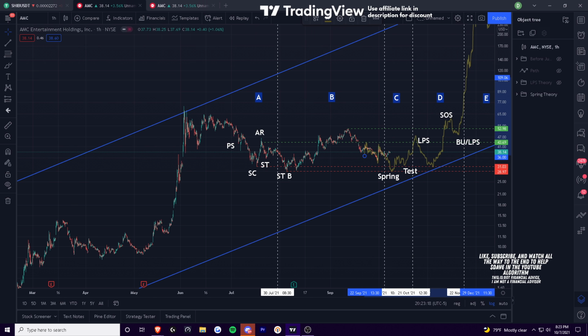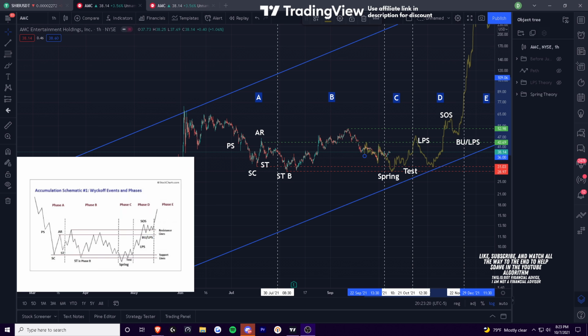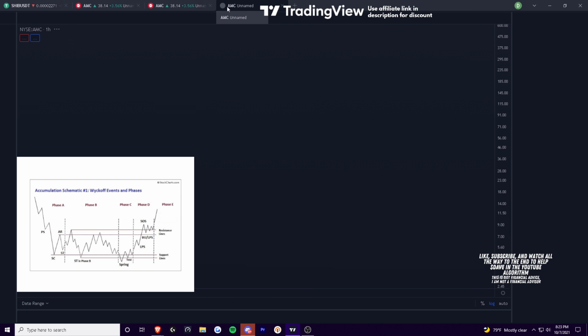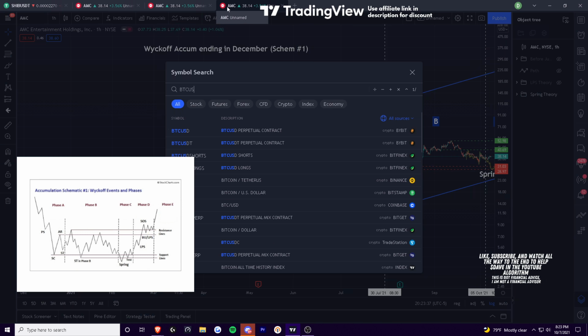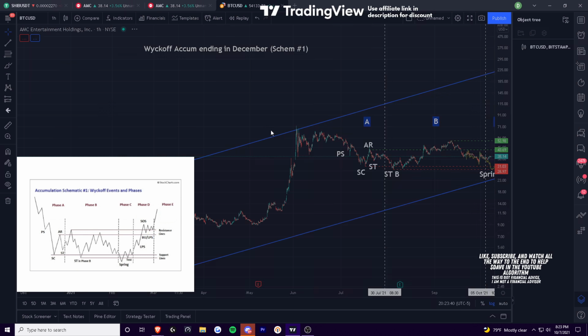And I'll show you that schematic again here. Let me just make sure it's the right one. Yeah, this schematic here. So you see in phase C, you have that spring and then test before you move into phase D, which is just this really dramatic sell-off. And you see this, actually, let me pull up the Bitcoin chart, because Bitcoin, I believe, is at the end of one of these accumulation schematics currently.